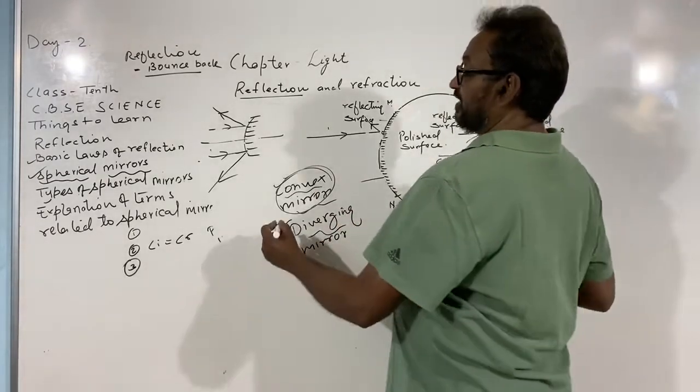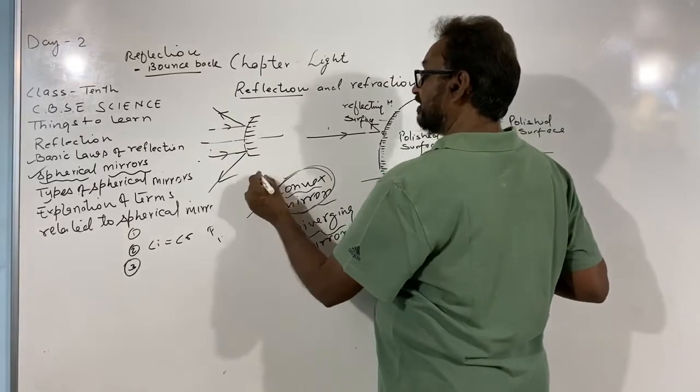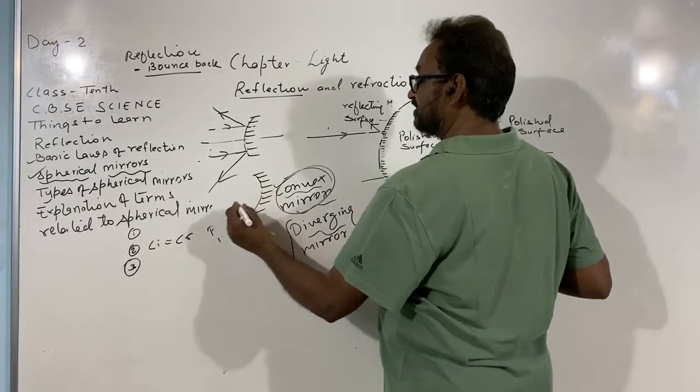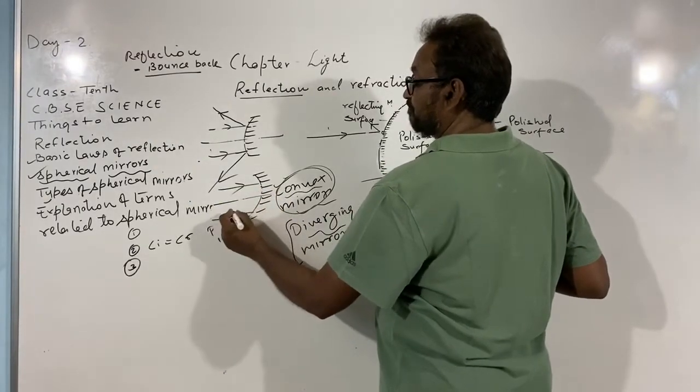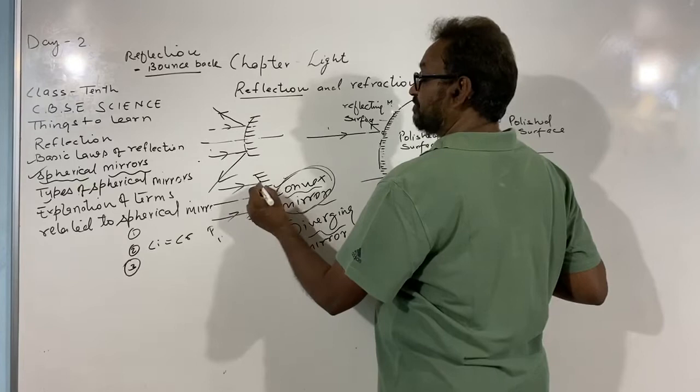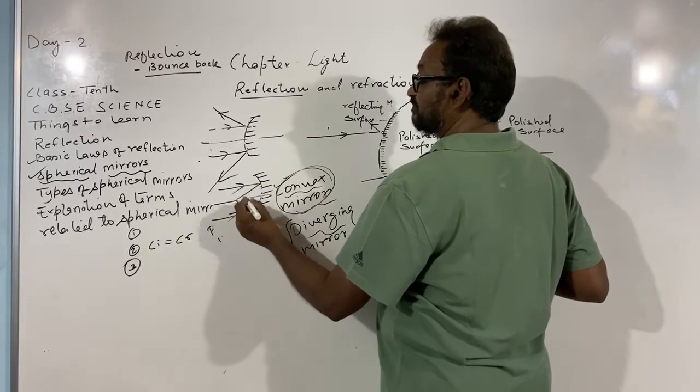A concave mirror is also known as converging mirror. Why? This is because the parallel rays of the light falling on the mirror are converged at a point.